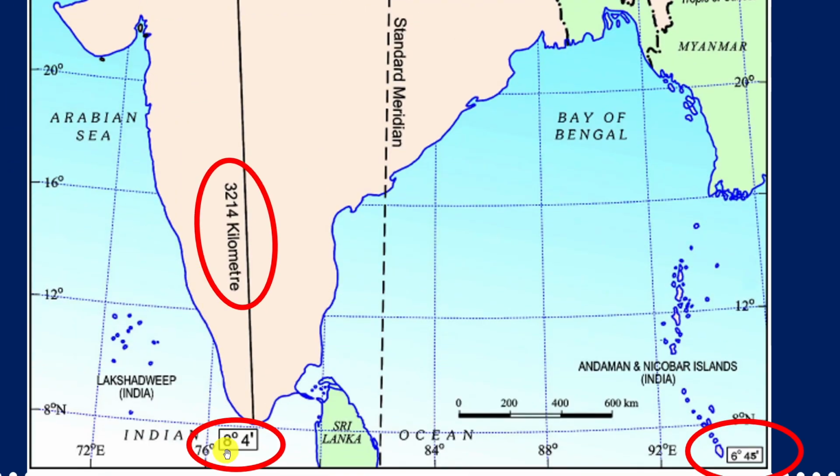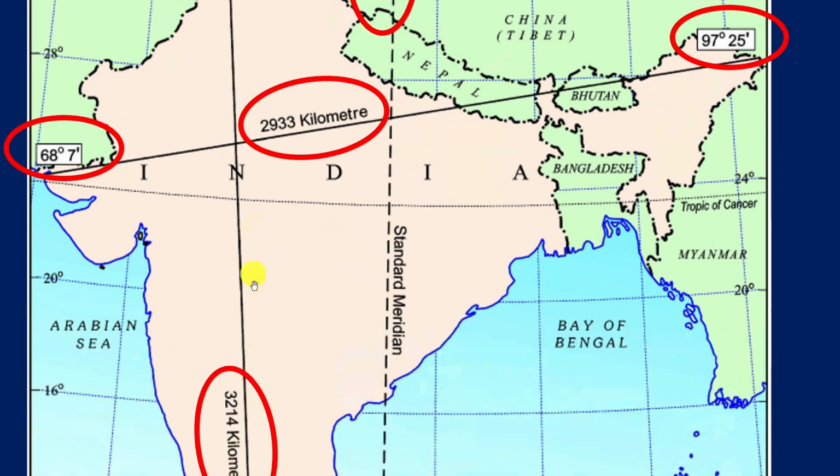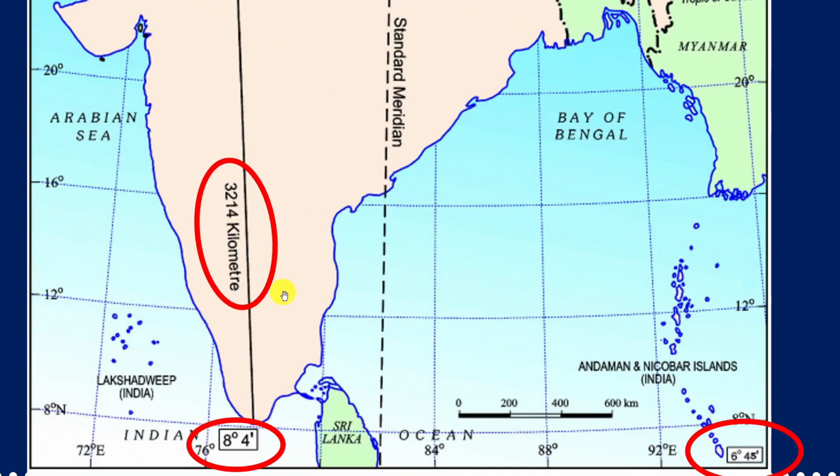and the southernmost one is 8 degree 4 minutes north, and it is in mainland, wherein India's island 6 degree 45 minutes north is the southernmost tip of India. Here we can see 82 degree 30 minutes is Indian standard time and meridian. The distance between west to east is 2,933 kilometers. Distance between north to south is 3,214 kilometers.